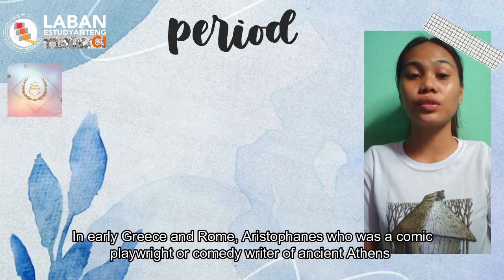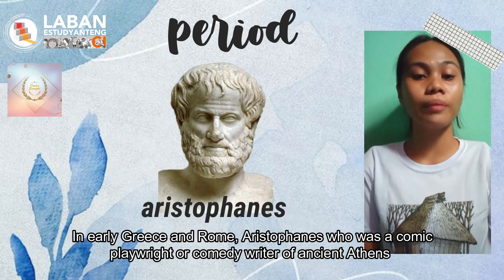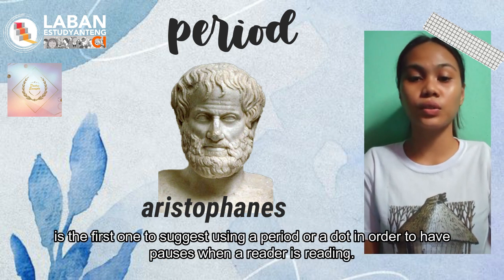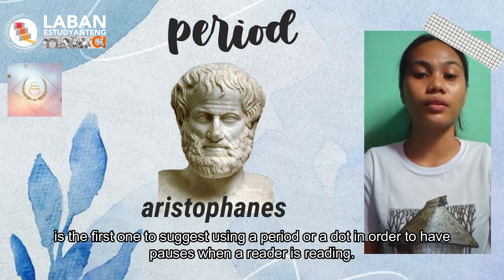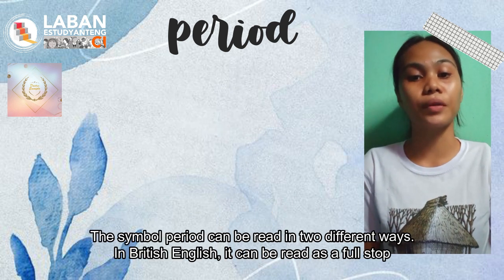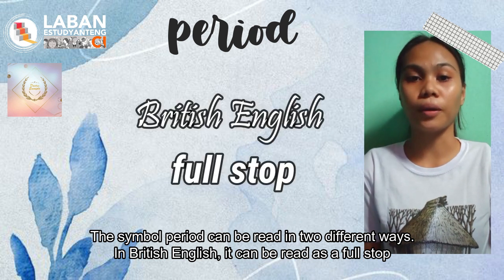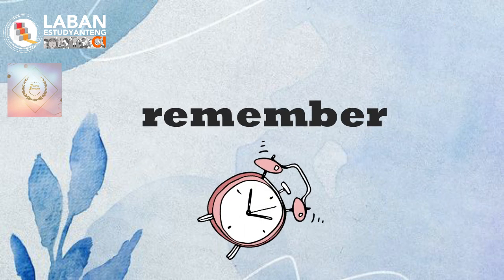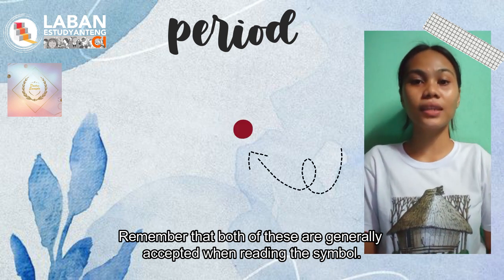Period. In early Greece and Rome, Aristophanes, who was a comic playwright or comedy writer of ancient Athens, is the first one to suggest using a period or a dot in order to have pauses when a reader is reading. The symbol period can be read in two different ways. In British English, it can be read as a full stop, but in American English, it can be read as a period. Remember that both of these are generally accepted when reading the symbol.